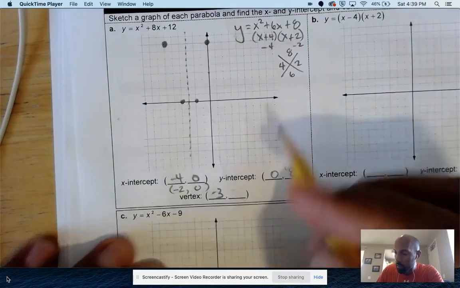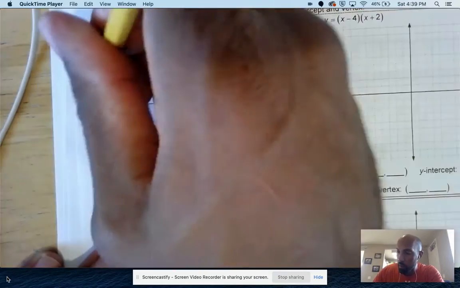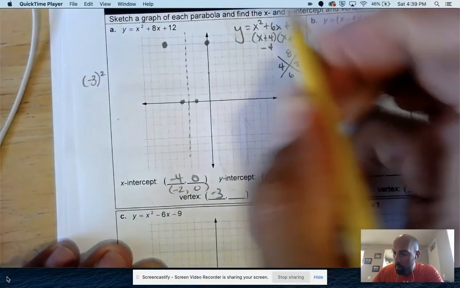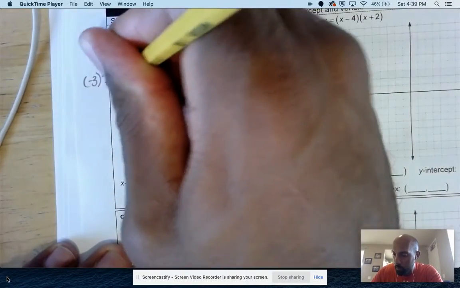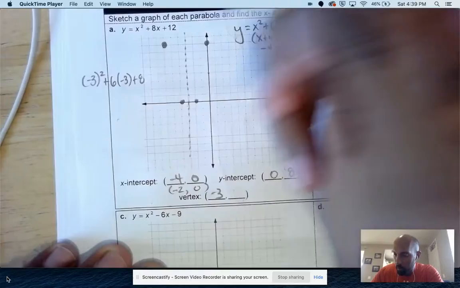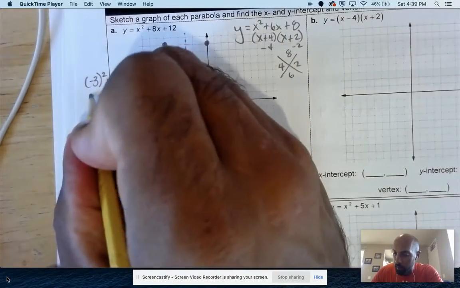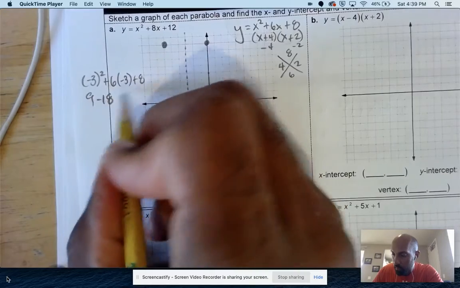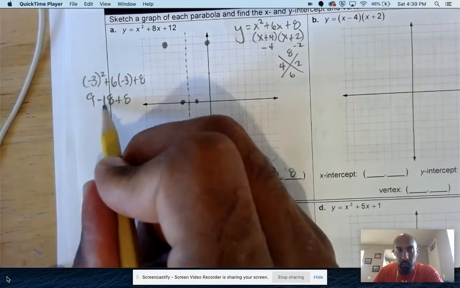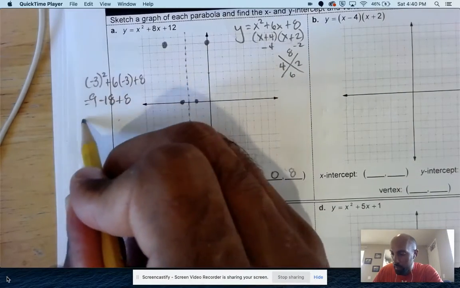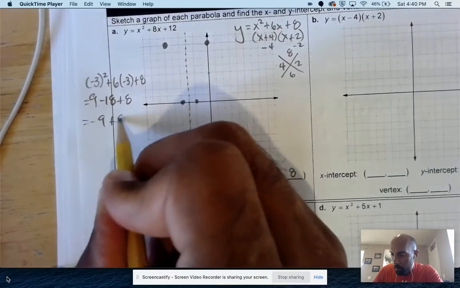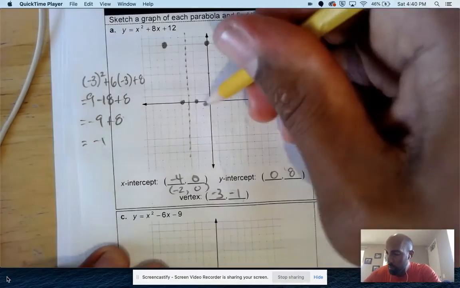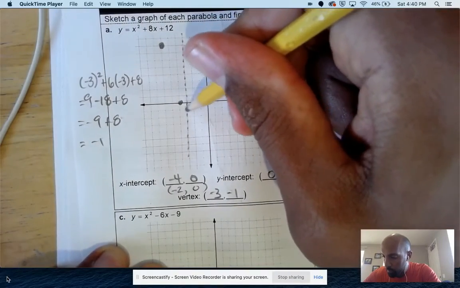So I'm now going to plug that into my equation and figure out the y value. So -3 squared, and then plus 6 times -3, and then plus 8. Okay, so -3 squared is 9. And then 6 times -3 is -18, and then plus 8. Then we're going to do 9 minus 18, it's -9. And then plus 8, that's -1. So there's our vertex, -3, -1.